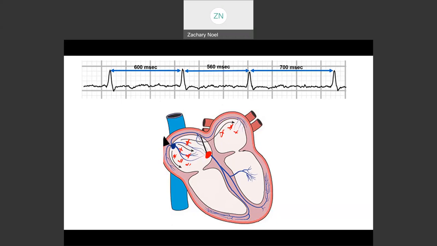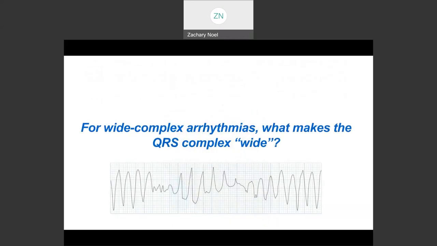So again, my hope here is that you make the connection. I want you to understand the why behind the irregularity, because I think if you understand that why, so to speak, it will make more sense when you're trying to identify the rhythm.